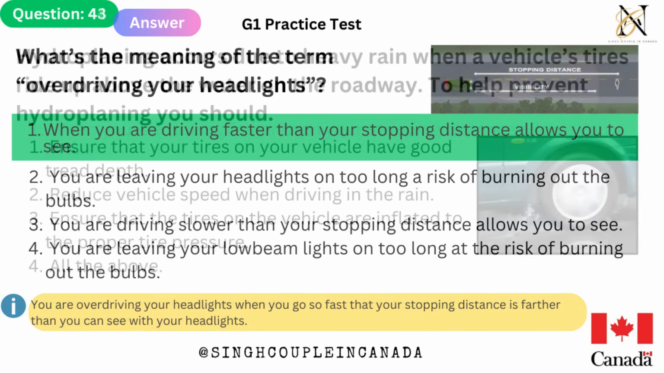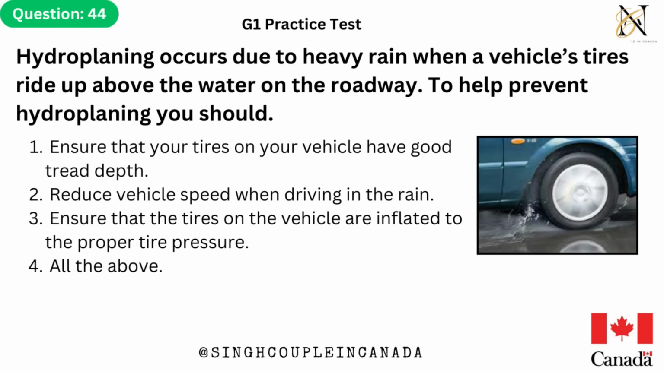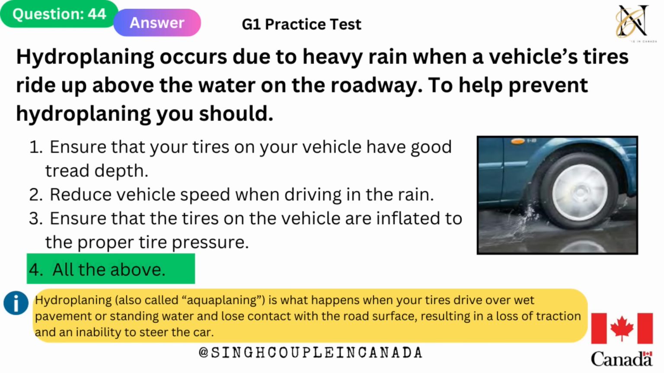Hydroplaning occurs due to heavy rain when a vehicle's tires ride up above the water on the roadway. To help prevent hydroplaning you should: 1. Ensure that your tires on your vehicle have good tread depth. 2. Reduce vehicle speed when driving in the rain. 3. Ensure that the tires on the vehicle are inflated to the proper tire pressure. 4. All the above. The answer is 4.